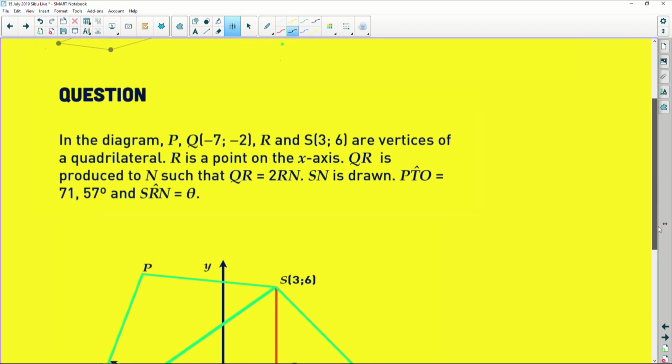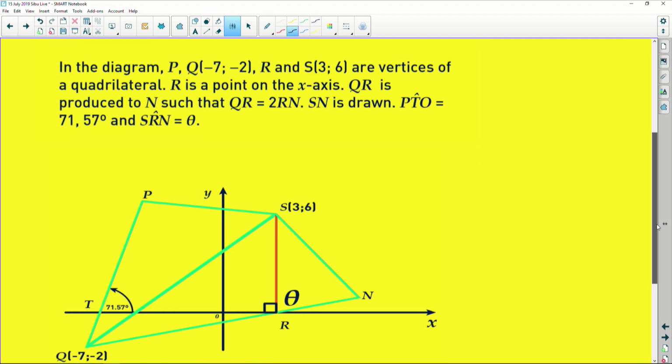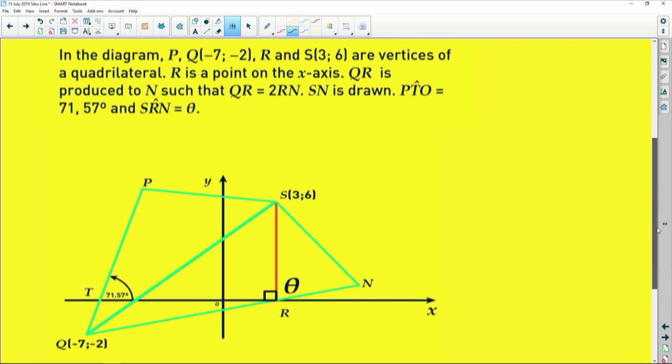We are with you. We do see the question, but in case the viewers at home can't see it clearly, let's check it out together and see what the story is with this awesome wild card. The question says that in the diagram there's a point P, a point Q with the coordinates -7 and -2, R with no coordinates, and the point S with the coordinates 3 and 6 are vertices of a quadrilateral.